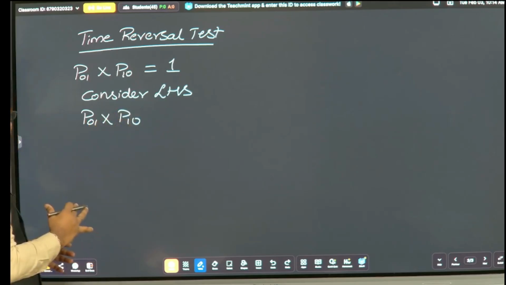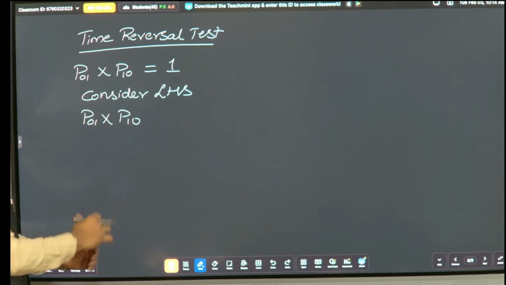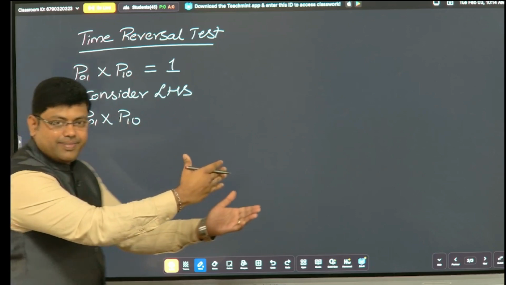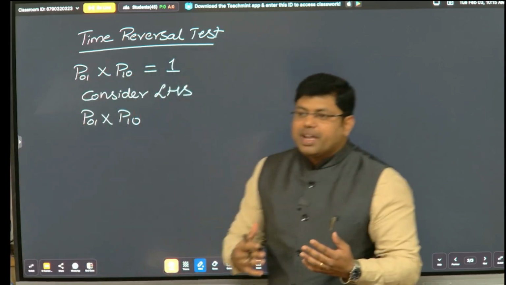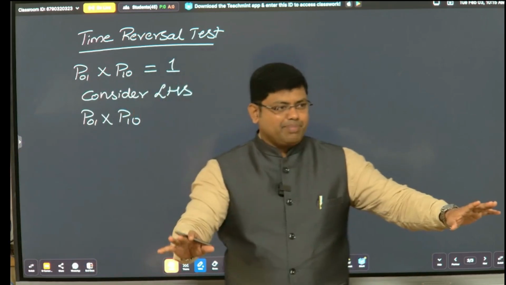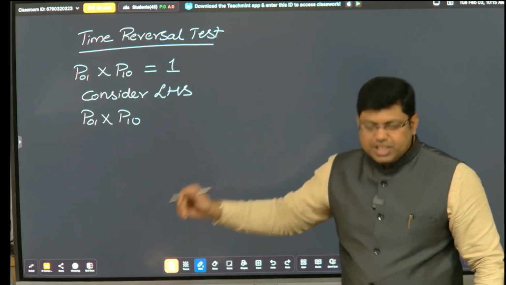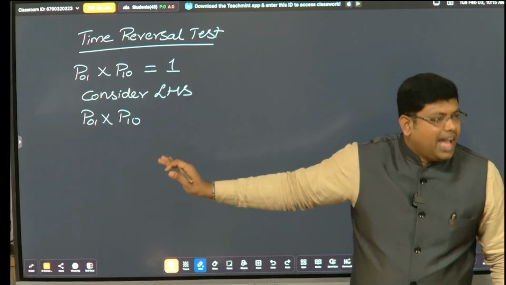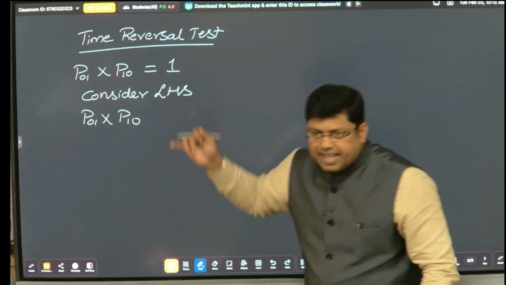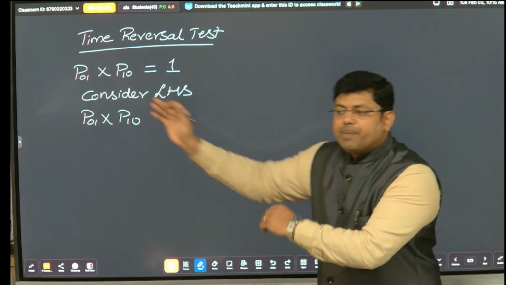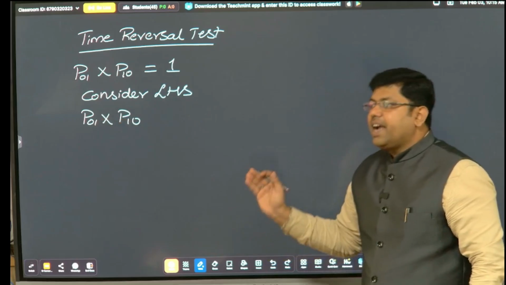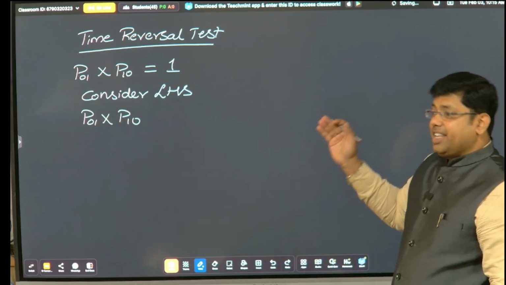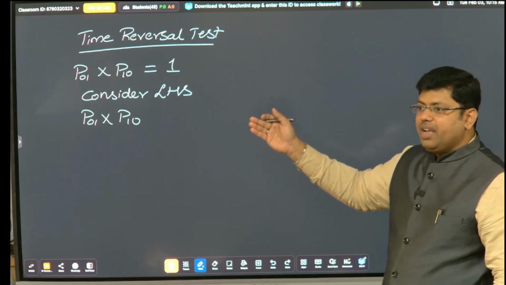I considered LHS. From LHS, I need to prove RHS. Right? What answer should we get? We should get 1. Very simple. So consider LHS. I have written the first equation, I have written the formula. So I consider the LHS, that is the left hand side part. From this LHS, I need to get RHS. That is 1. The answer should be 1.